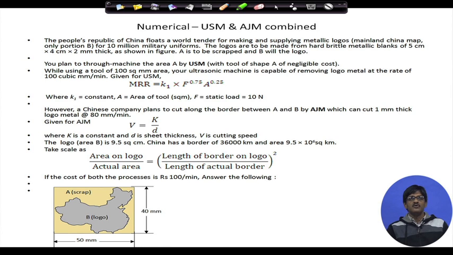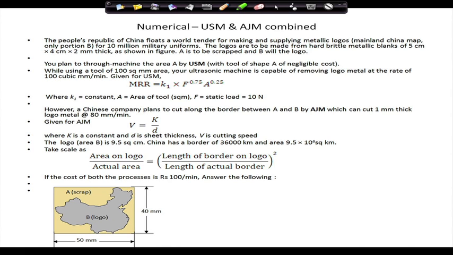You plan to through machine the area A by ultrasonic machining. So, you want to respond to the world tender by quoting, saying okay, I will make it and this will be my cost. What will be your cost? First of all, what are your technical details for making it? You will be using ultrasonic machining to remove part A. So, if you remove part A, that means you have to have a tool exactly with the shape A, with the B part not there, hollow.